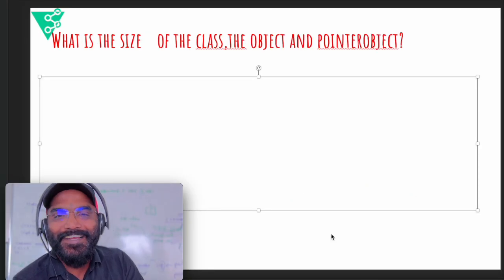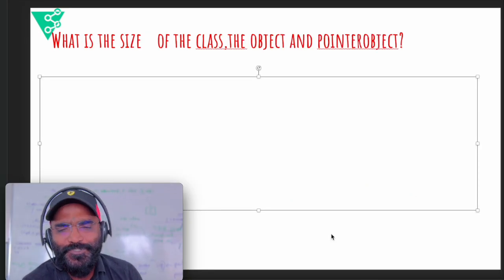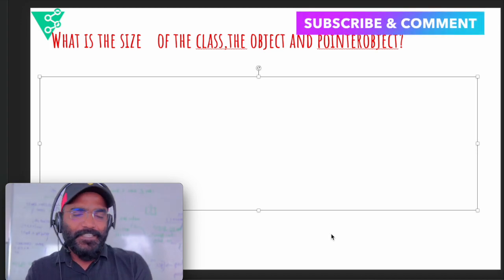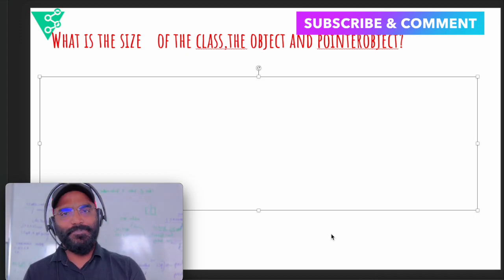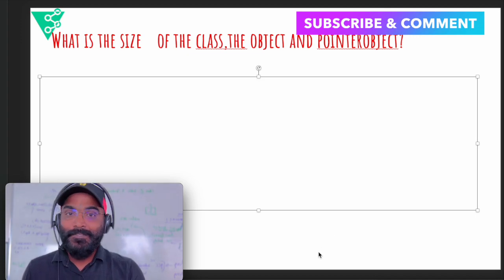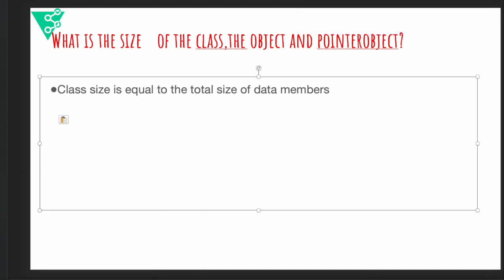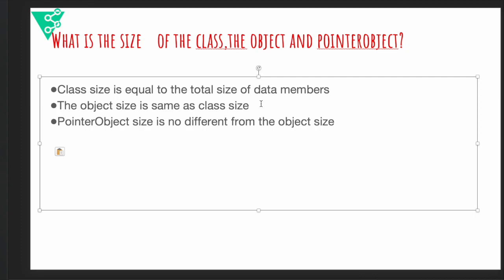What is the size of the class, the object, and a pointer to the object? This is going to be very interesting. You would guess it is the same as the data types, but you will see what magic happens. Class size is equal to the total size of data members. That is very clear, and we will also see the variance of that. The next important thing to note is that the object size is the same as the class size too. And the pointer to object size is no different from the object size as well.